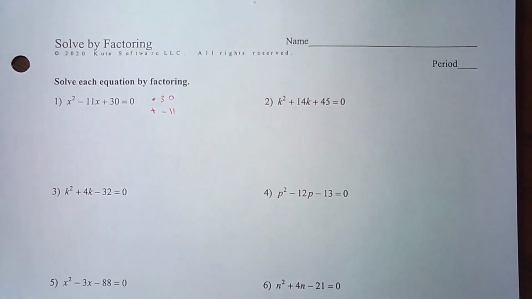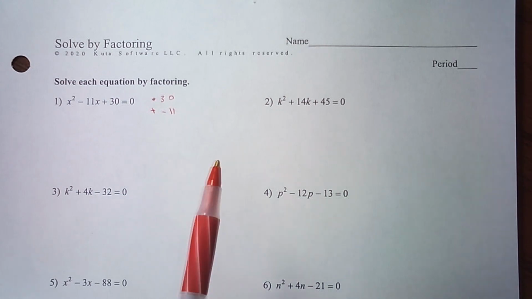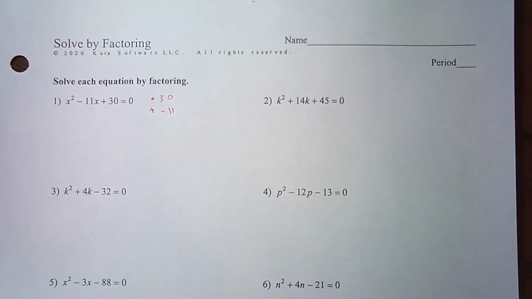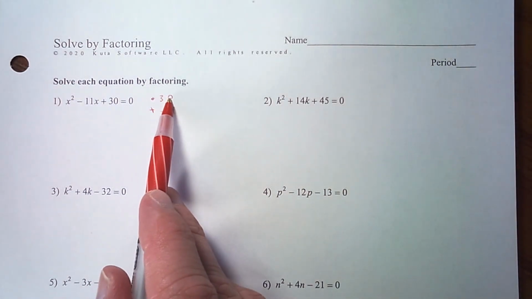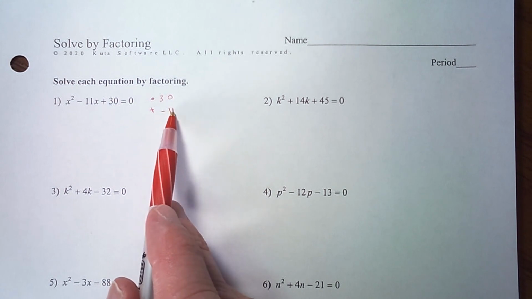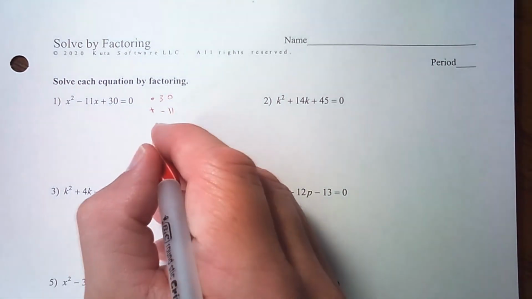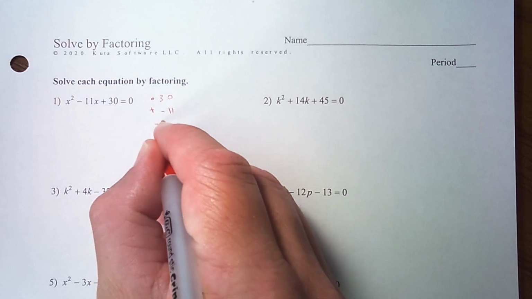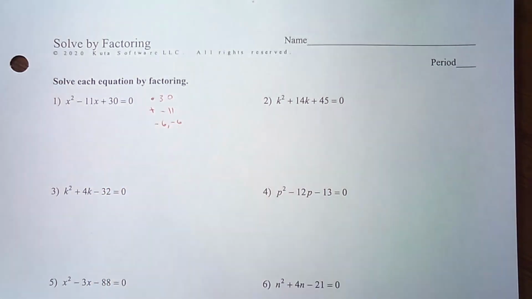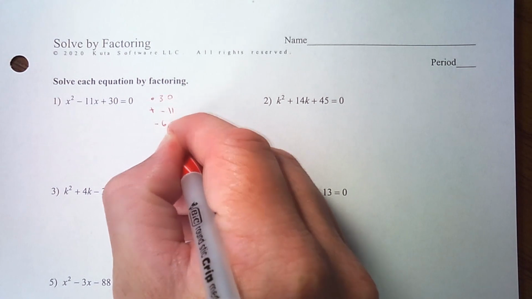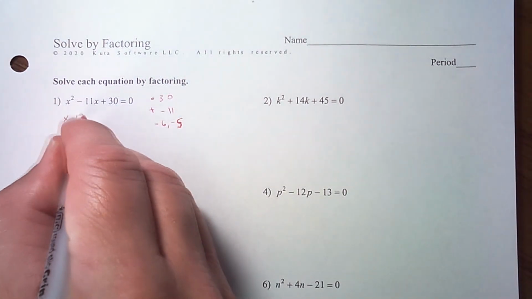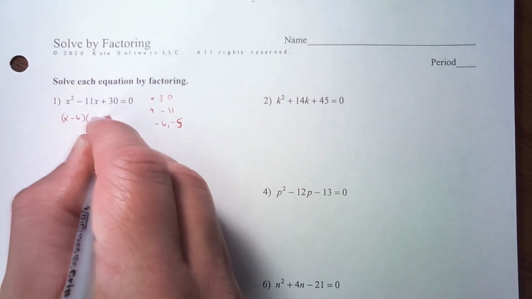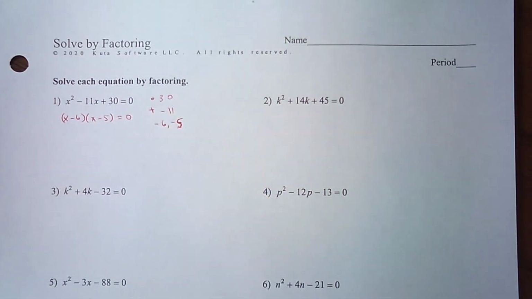In order to find numbers that add up to a negative, we're going to have to use a negative-negative pair. So in order to multiply to 30, we can use 6 and 5 or negative 6 and negative 5. To make them add to negative 11, they both have to be negative. So our two numbers that multiply to 30 and add to negative 11 are negative 6 and negative 5. Okay, so our factored form is x minus 6 times x minus 5 equals 0.